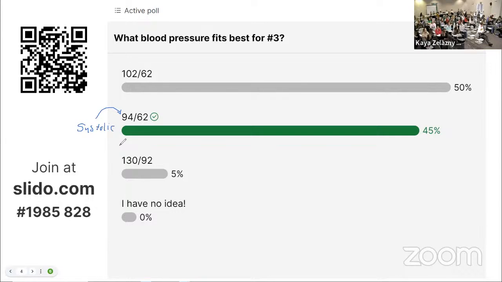Overcoming that pressure in the cuff. And then the lower number, right, is the diastolic pressure. So when the pressure in the artery, even when the heart is relaxed, is still above the pressure in the cuff, we've got our diastolic.